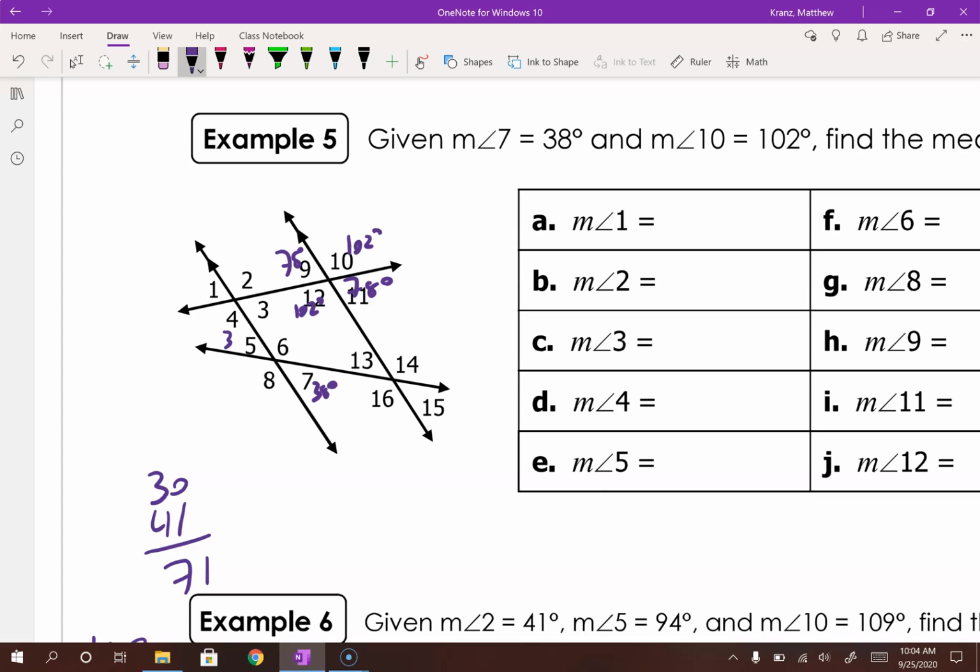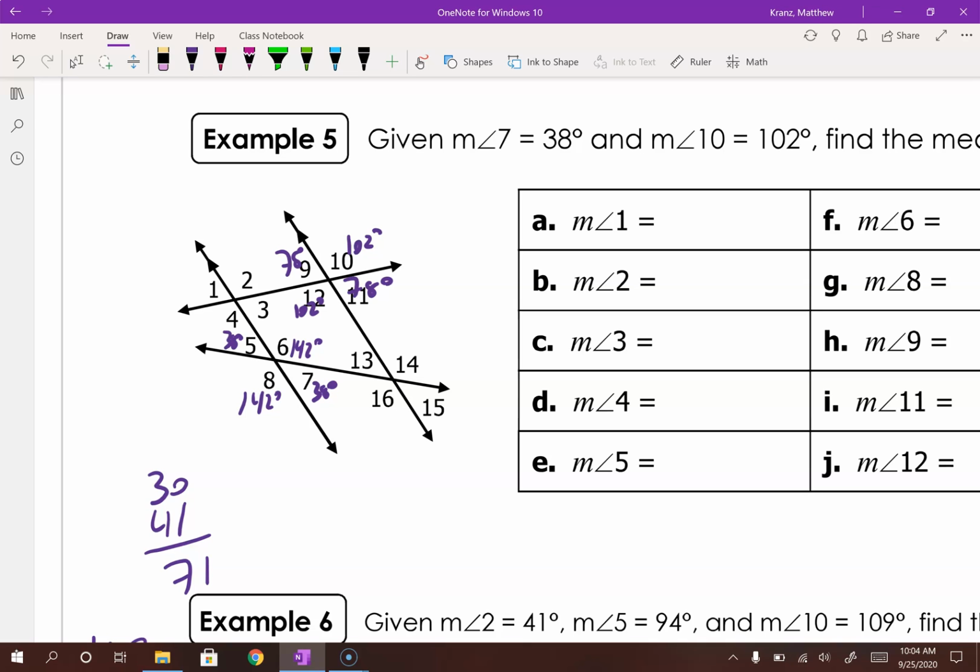7 and 5, those are vertical angles, and 5 and 6 have to equal 180. So since they have to equal 180, that gives me 142, and angle 8 has to be 142 because those are vertical. Now, 10 and 14, remember those ones are going to be your corresponding angles. The only problem is that they're not on parallel lines, so we only have to look at our parallel lines.